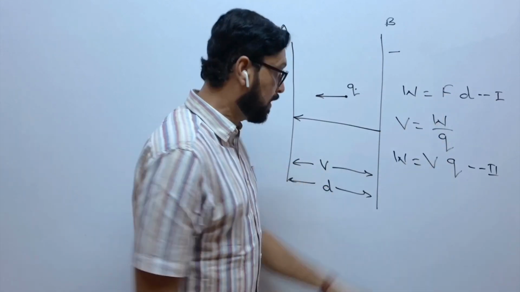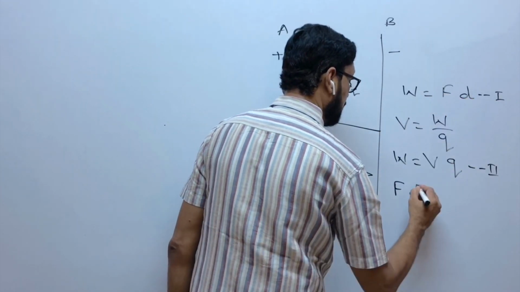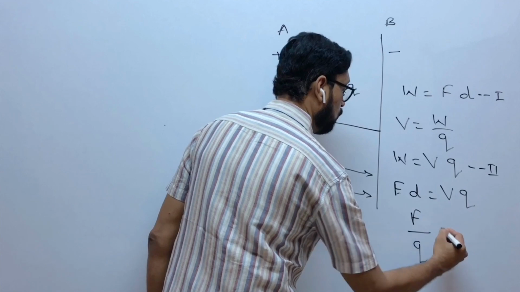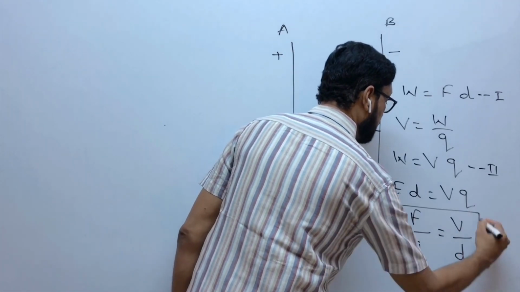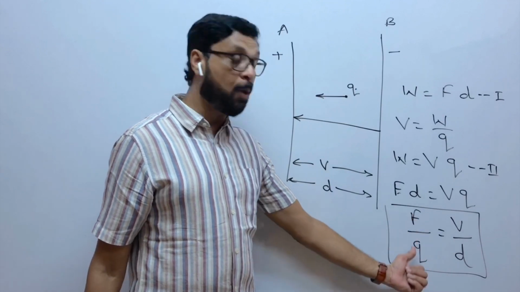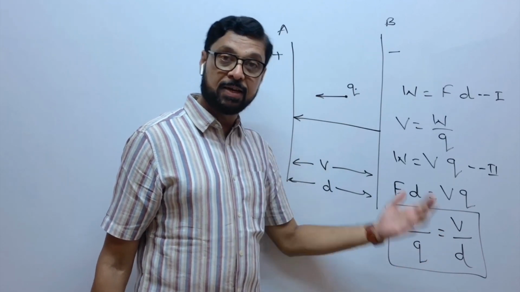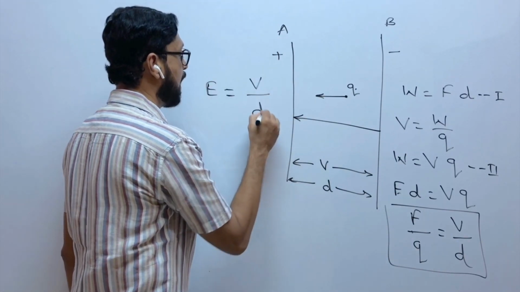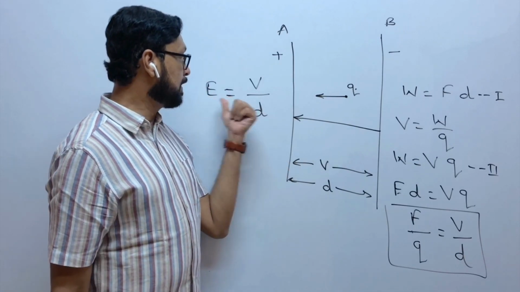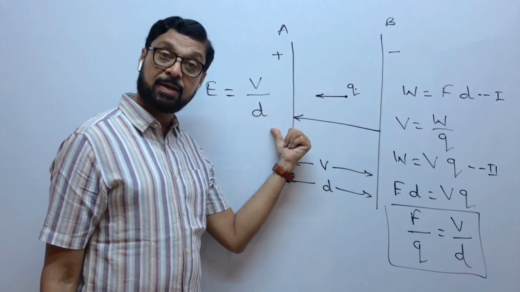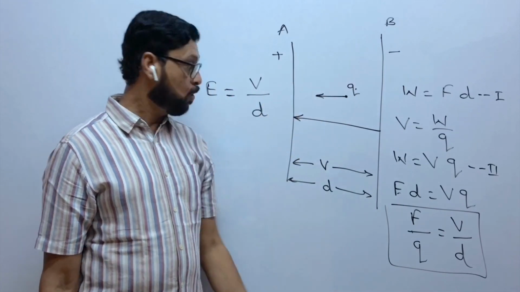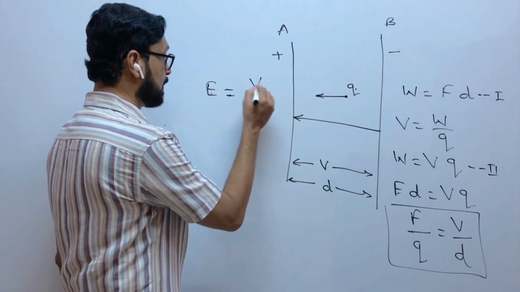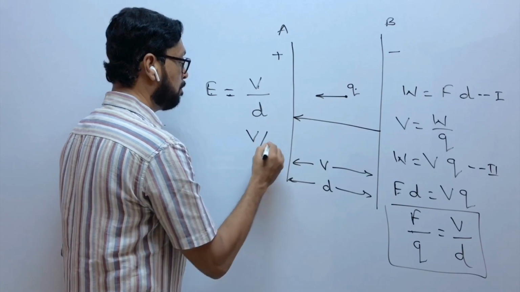Comparing these two, we can say that F D is equal to V Q, or F upon Q is equal to V upon D. What is this F upon Q? Force per unit charge is electric intensity, means electric intensity is V by D, means electric intensity is potential per unit distance. This is another definition of electric intensity, and from this definition, another unit for electric intensity will be volt per meter.